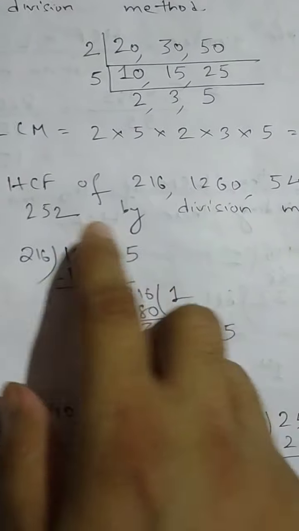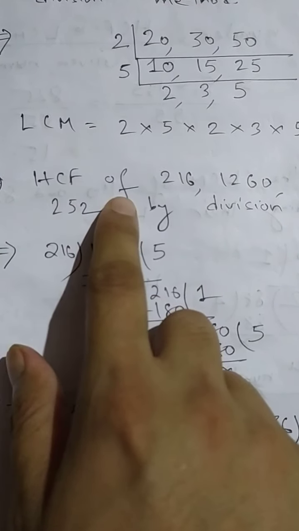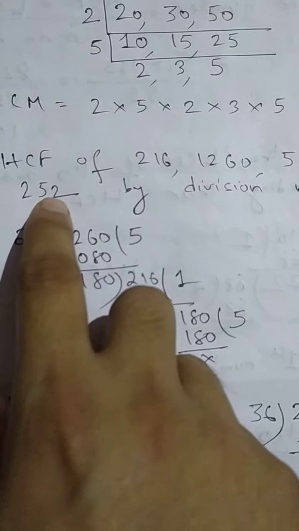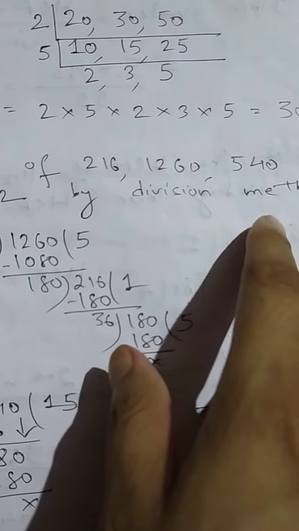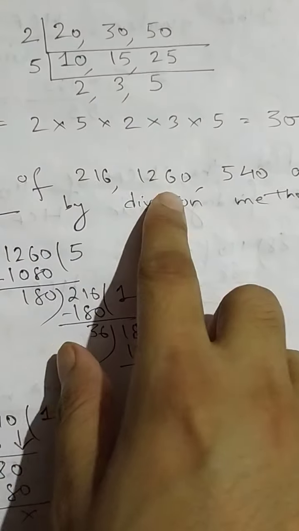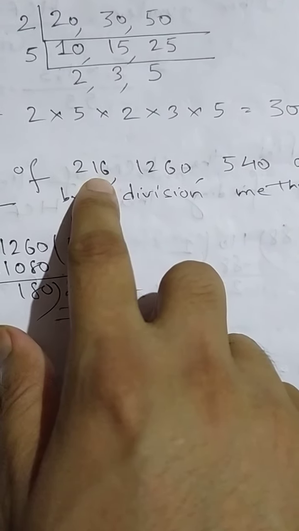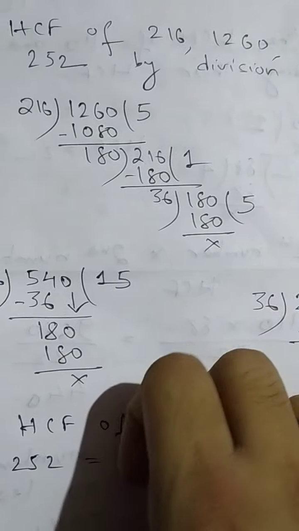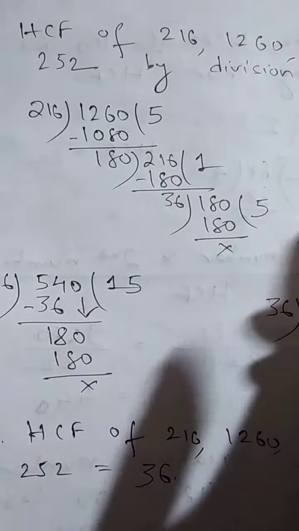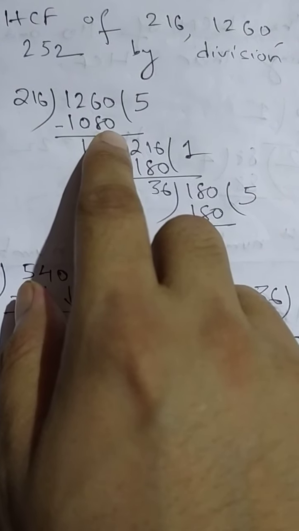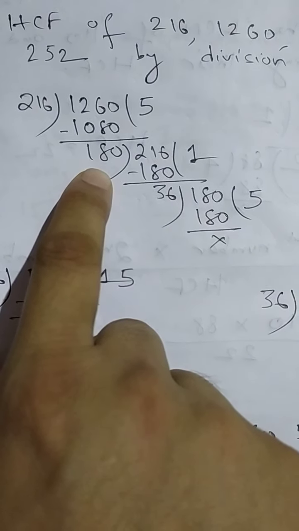Now next one. Question number 2: you have to find the HCF of 216, 1260, 540 and 252 by division method. There are 4 numbers, so first we will find out the HCF of these 2 numbers, 216 and 1260. So 5 times 216, if you multiply, is 1080, after subtraction it will come 180.